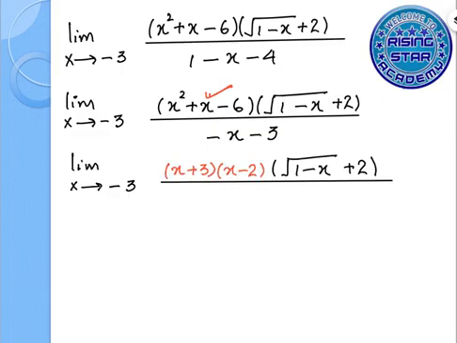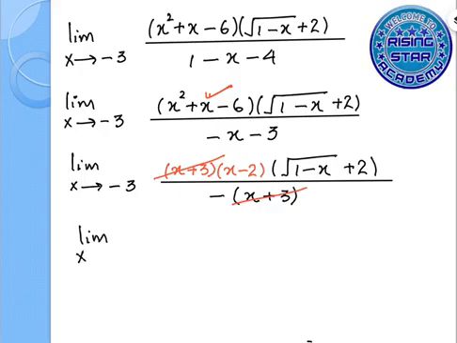So I will replace x² + x - 6 with its linear factors, that is (x + 3)(x - 2). In the denominator, I will take the negative sign as common. So that would become x + 3. In that case, x + 3 is going to cancel with x + 3. In the denominator, -1 will be left.